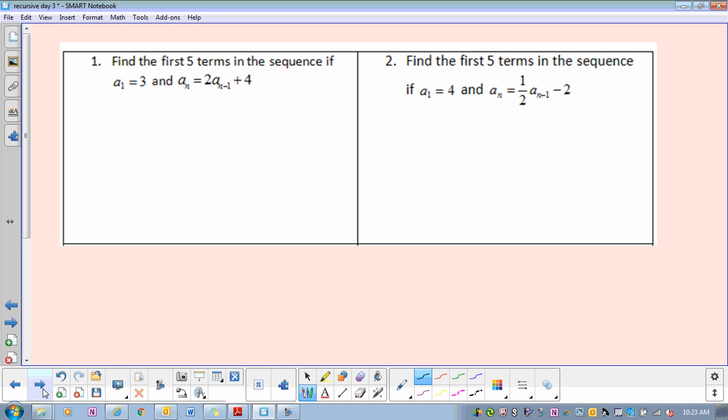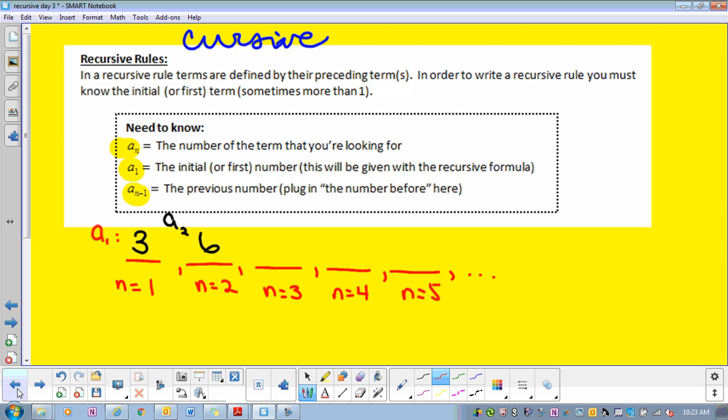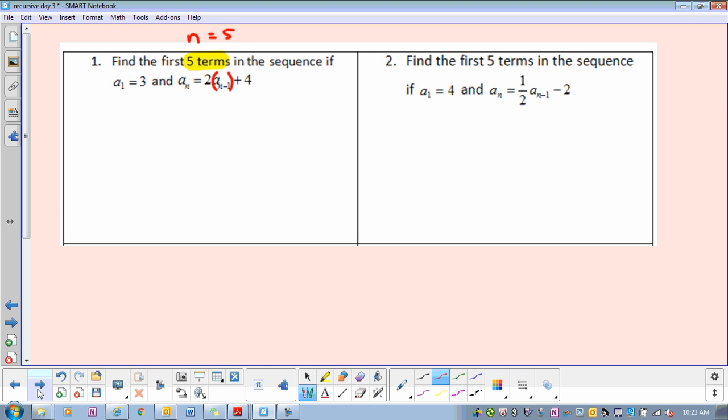So let's go try this. Number 1 says find the first 5 terms. Alright, it means n equals 5, right? 1, 2, 3, 4, 5, up to 5. In the sequence, if a sub 1 equals 3, and a sub n equals 2 times a sub n minus 1 plus 4. Okay? I know, it sounds crazy. You see that a sub n minus 1? Right? Up at the top, we said that is where you plug in the number before. So that's why I'm going to put it in parentheses. That's where we're going to plug in.